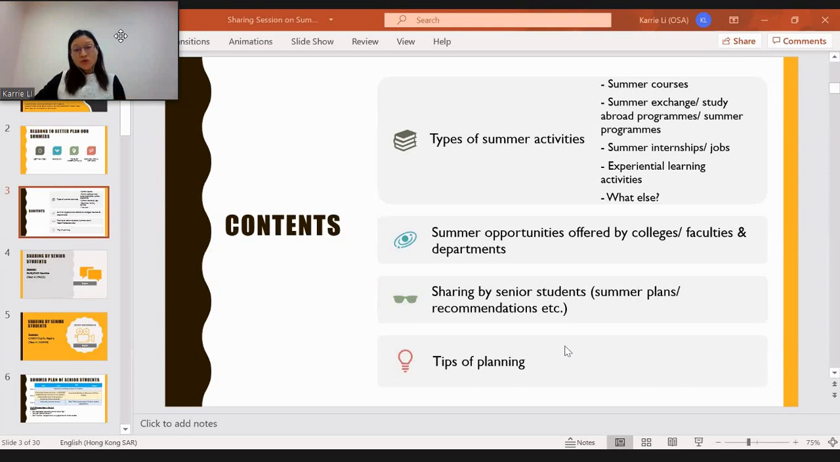So in order to allow you more time to interact with the senior students who will join us today live, I will move the third part to the beginning so that you can also ask questions. You can send questions to the students so that there will be more time for that, okay?